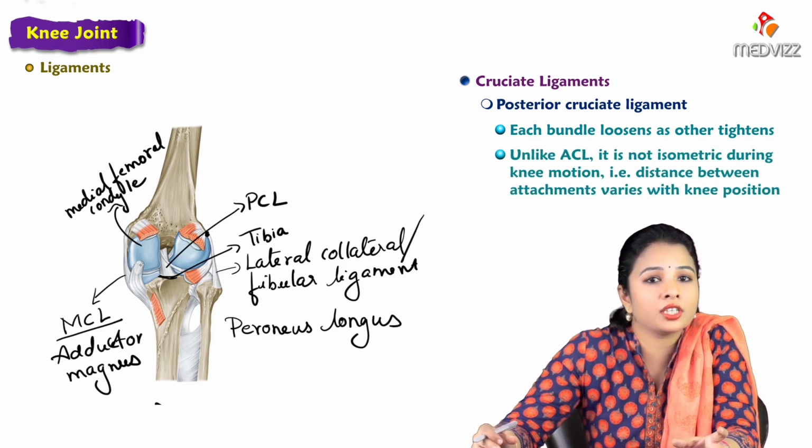Unlike the anterior cruciate ligament, which is not isometric during knee motion, so that is the reason the distance between the attachments varies with the knee position.